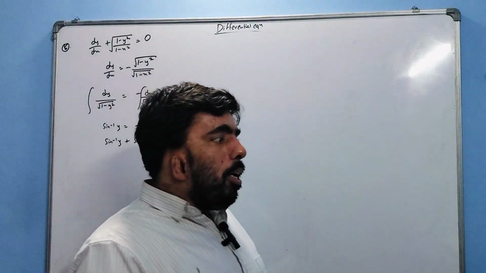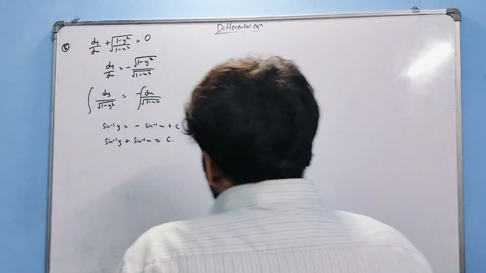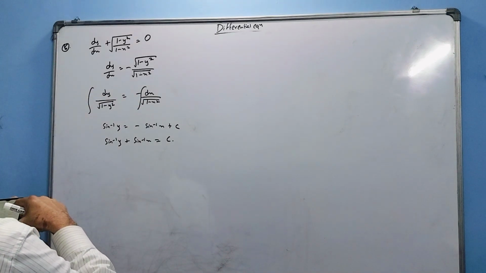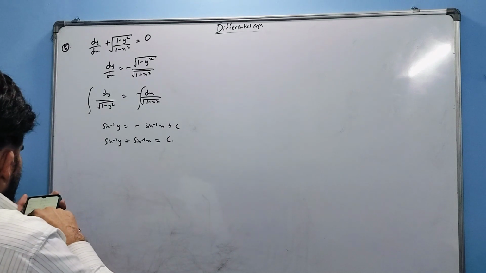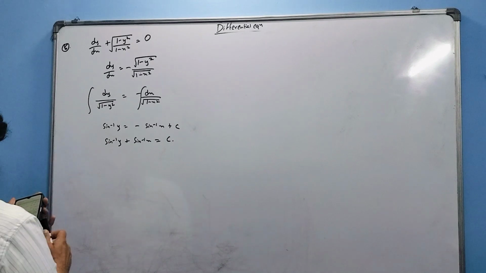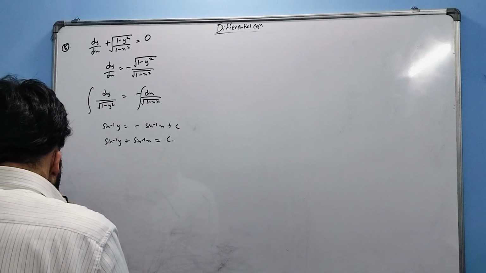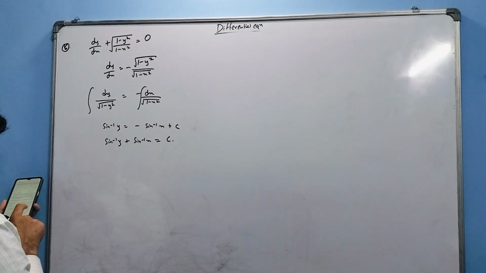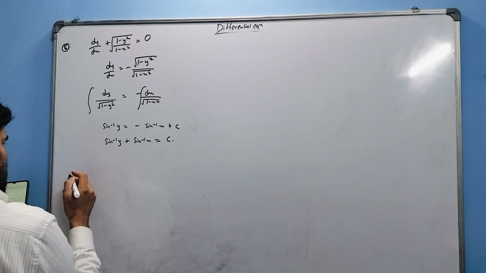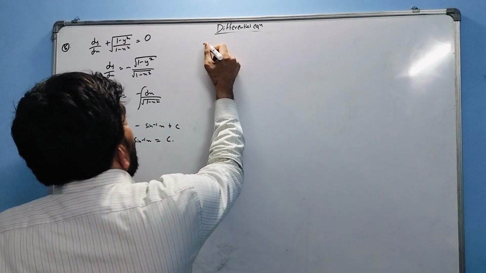Now let us try to solve the 7th question. We have just solved 6 numericals. Now we will see what the 7th question is. Okay, in this they have given the 7th question. Let us see what they have given here.